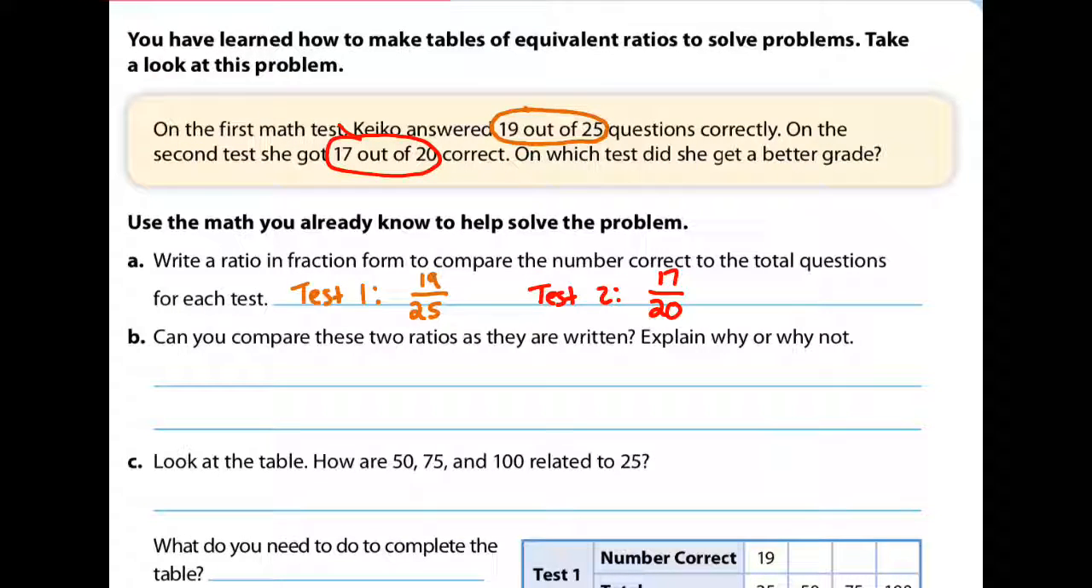Now, B says, can you compare these two ratios as they are written? Explain why or why not. Now, technically, you can as they're written if you understand that, but what I'm going to say, I'll explain it in words first and then I'll write it down, is no, it's difficult to compare them. Yeah, she got 19 right, but there were 25 questions. Yeah, she got 17 right, but there are only 20 questions. So it's hard to compare fractions if the bottom number, the denominator, is different. So that's what I'm going to write here.